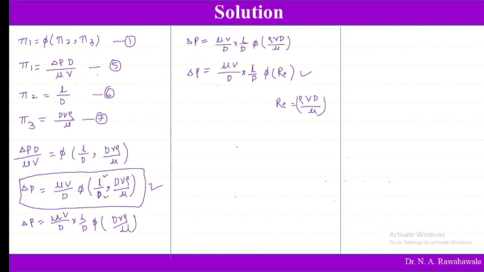You can stop here, or you can come up to this stage, so we will stop here. This can be the result you define, or in this itself you can write in place of this rho v D as the Reynolds number.